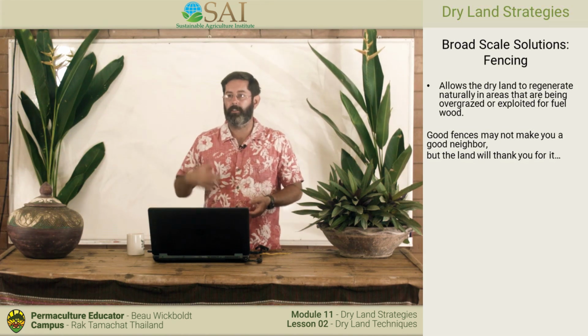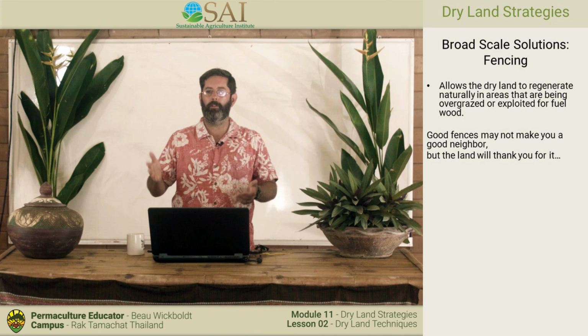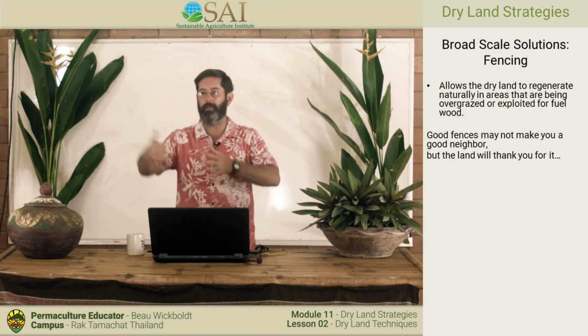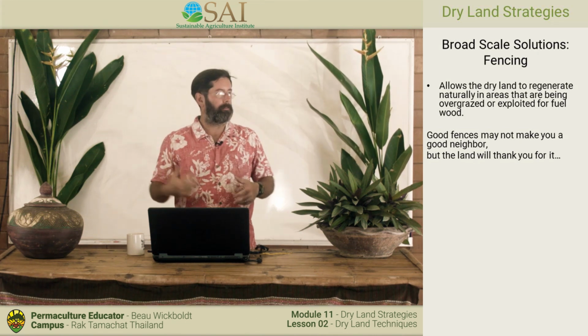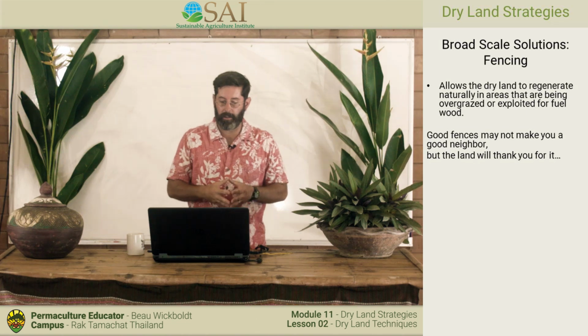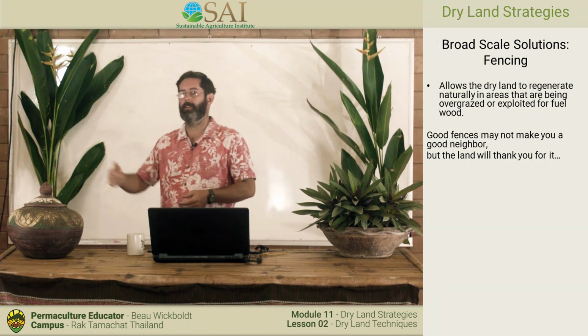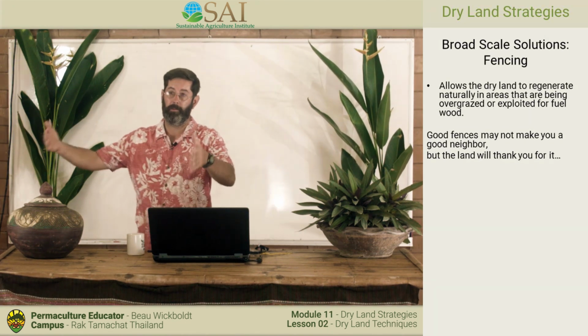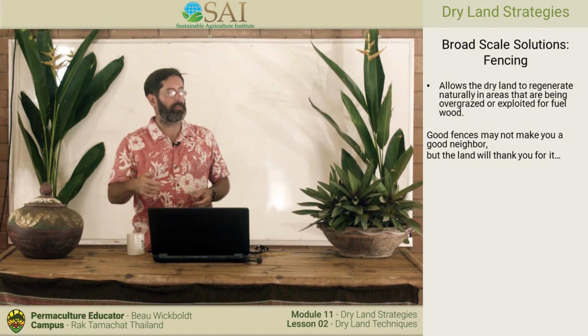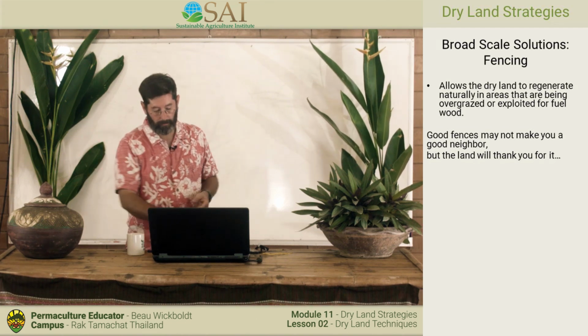So good fences is a concept in these areas. If we can use fences to basically keep the animals away, they won't come to eat my garden, for instance. So good fences make good neighbors, but the land actually will thank you, because we can help to regenerate properties by better animal control, specifically of domesticated herbivores.